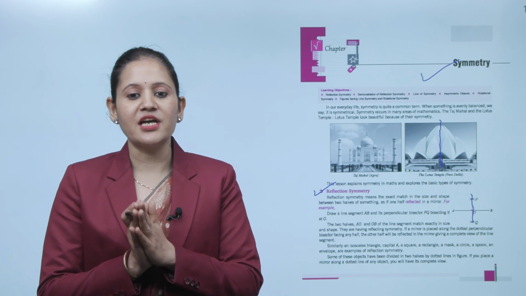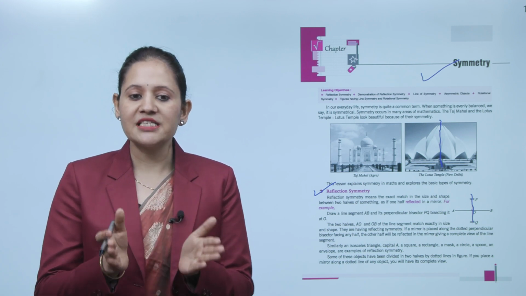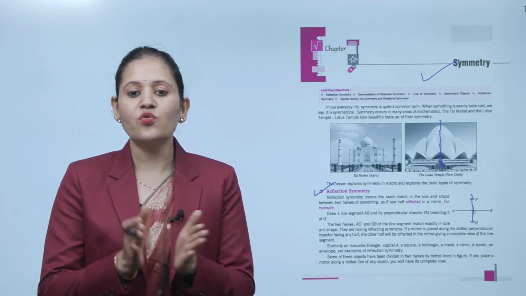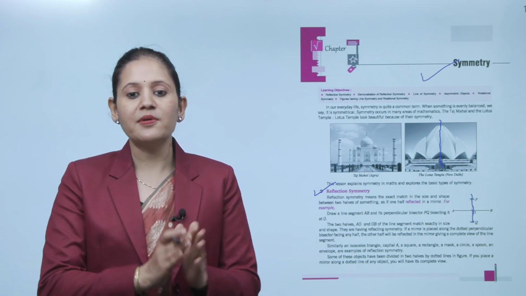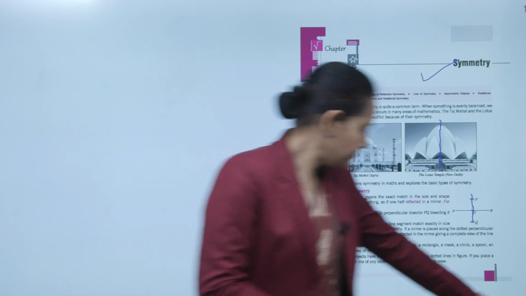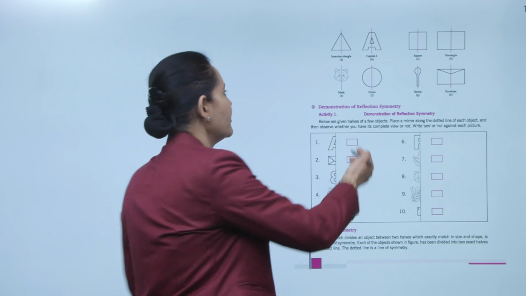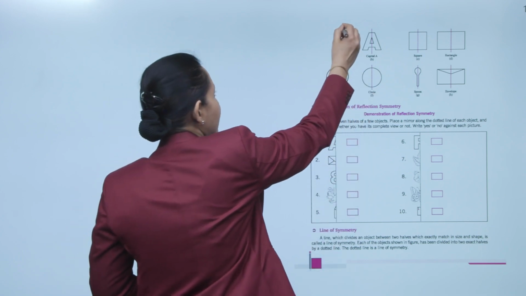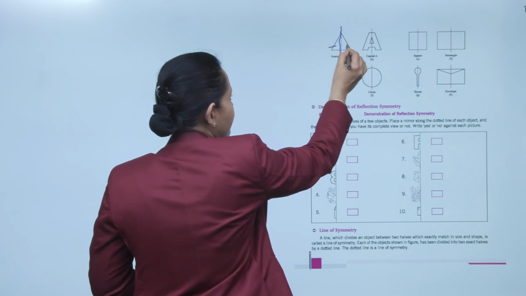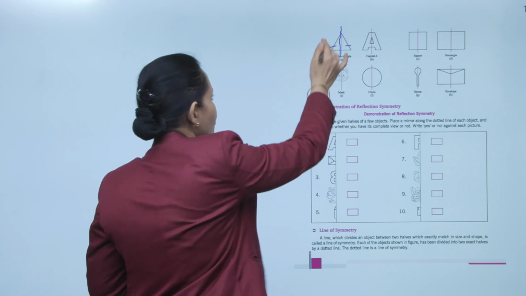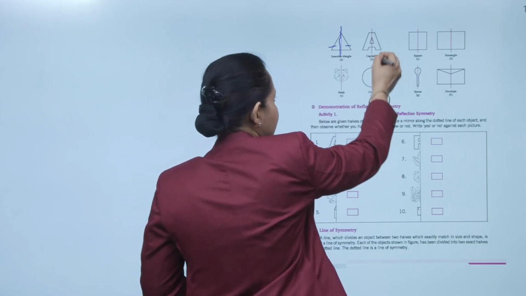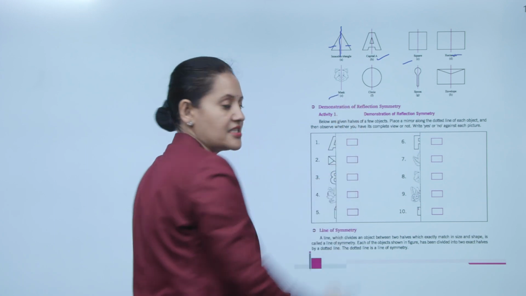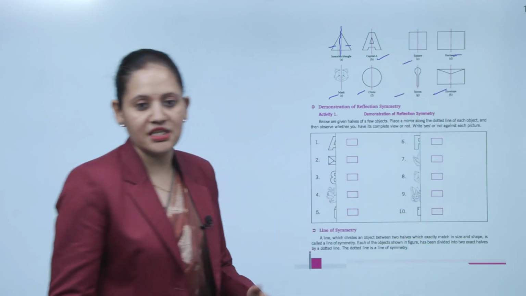Some of these objects have been divided into two halves by a dotted line in the figure. If you place a mirror along the dotted line, you will see the complete view of that object. Like here in the figure, this is an isosceles triangle. So this is the line of symmetry. These halves are exactly the same in size and shape. So if we place the mirror along this line, we can see the complete view of this object. For capital letter A, this is the line of symmetry. Square, rectangle, this mask, circle, spoon and envelope: these are the lines of symmetry or reflection symmetry for these given figures.